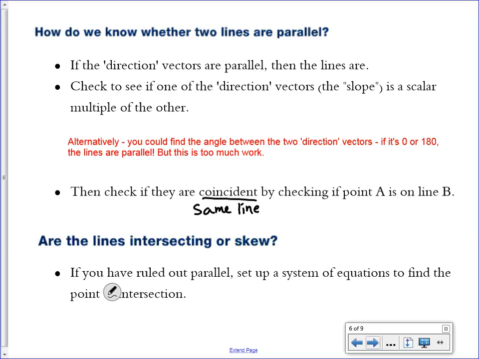If you've ruled out parallel and coincident, now we're on the bottom of this screen, then we're checking to see if the lines are intersecting or are they skew. And in order to do that, you're going to set up a system of equations and find the point of intersection, which is what we're going to do on the next slide.